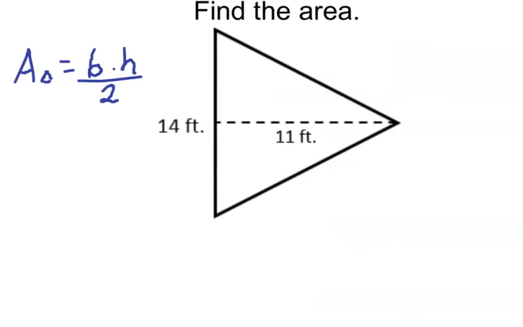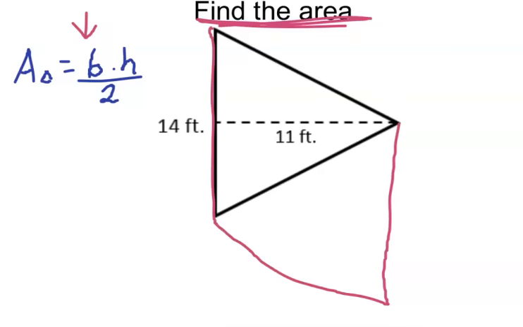Okay, we're finding the area of this triangle. The formula for area is base times the height divided by 2. Remember, if you're doing base times height, you're actually finding the area of something like this, which is a parallelogram. And then you have to divide it by 2 to get the triangle. That's why you do that. Base times height divided by 2. Plus, the base and the height have to be connected by 90 degrees.